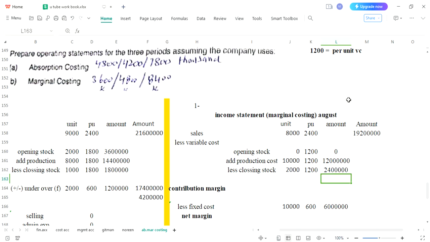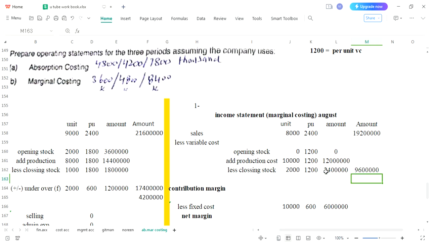Per unit cost of closing stock has also been calculated. So now we can calculate our total variable cost. How? You will follow these signs. First opening stock, and then we need to add production cost, which is 1200, after which we need to subtract closing stock, which is 2400,000.